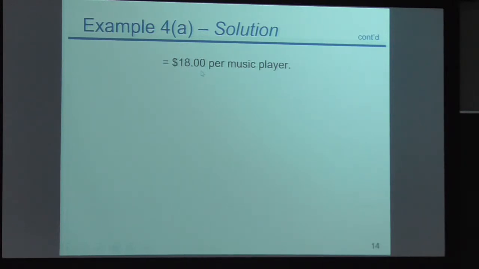Now, we found that okay, let's note one more thing. We found that the marginal cost of 50,000 was what? Do you remember what that number was? Just a few slides ago? It was 10, right? The marginal cost was 10 for the 50,000th player, right? But the average cost is what? Is 18. Okay, why is that?